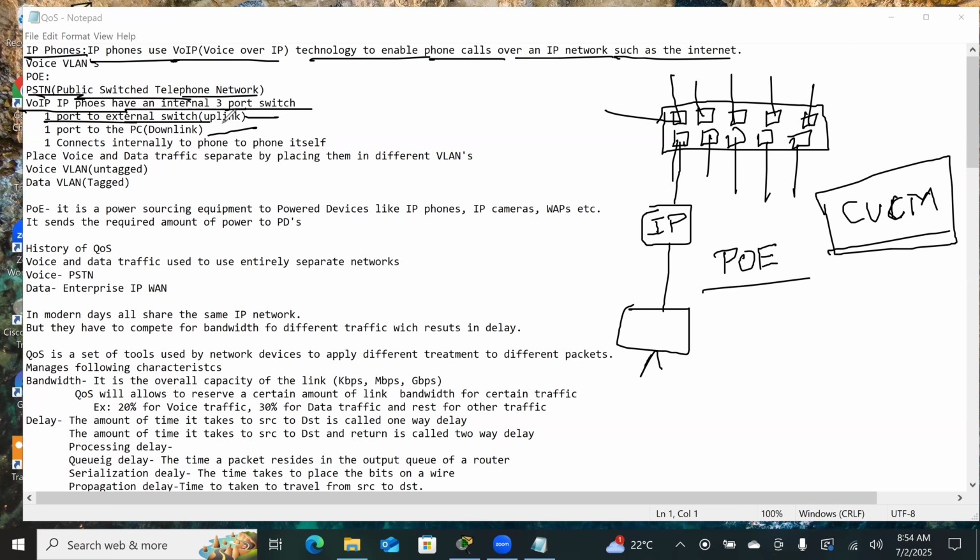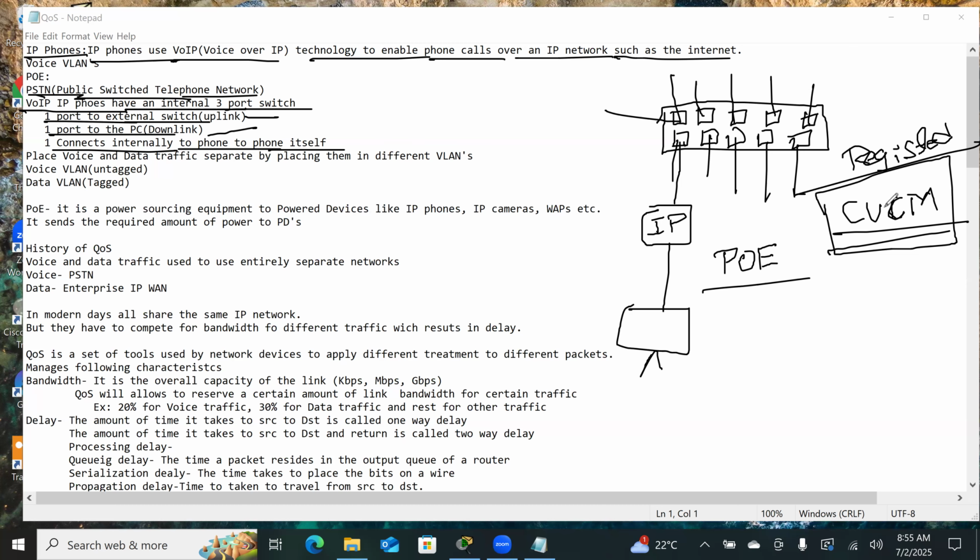So one port is uplink, and the second port is what? Downlink, and one connects internally to the phone itself. Yes, that's what I said. You have to assign the IP address to that one, but how are you going to call? There should be a phone number, right? That should be registered on this application. They call it CUCM. It's Cisco's, so if it's Cisco's, then you have to register on this one.